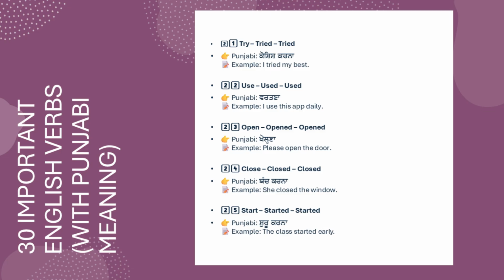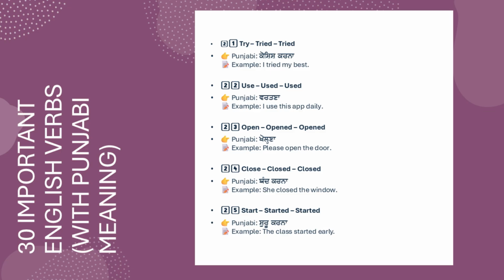And our 22nd verb is use, which means vartna. Use, used, used. Use is our base form. Used we use for past form and past participle form. For example, I use this app daily.